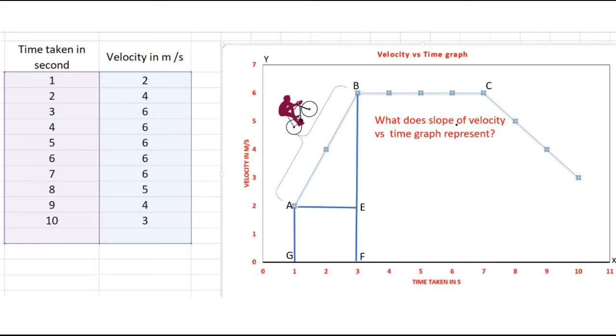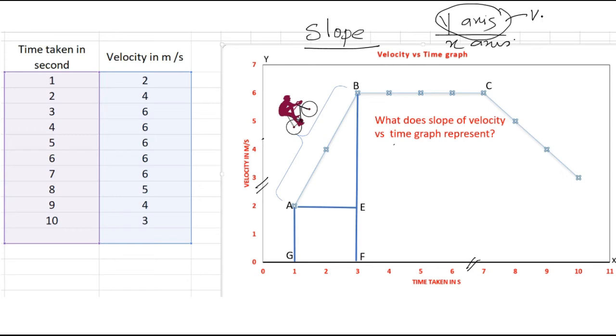What does slope of velocity versus time graph represents? Very important question. Now what do you mean by slope? The simple definition of slope is y-axis divided by x-axis. Simple definition. Okay, if you divide this y-axis and x-axis, what do we get in this graph? And what does this represent? Y-axis represents change in velocity, and x-axis represent change in time.